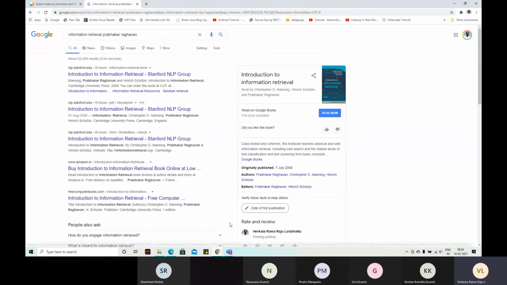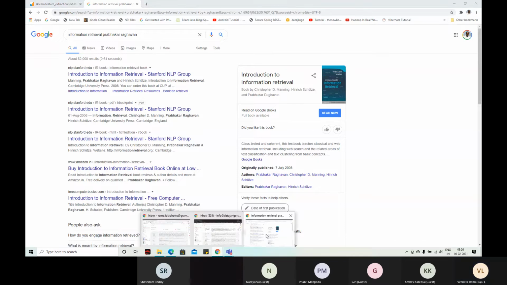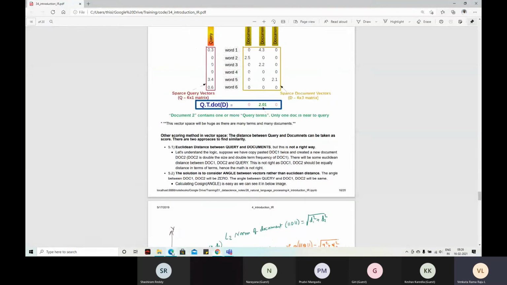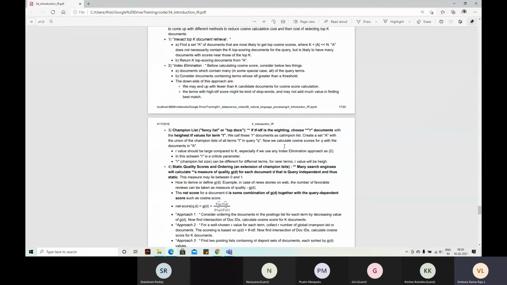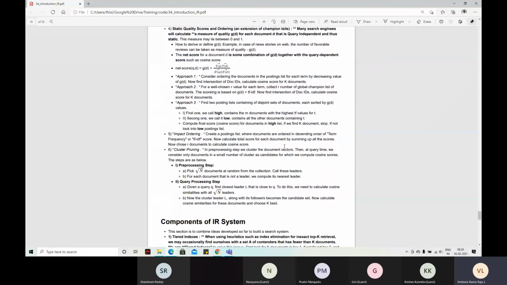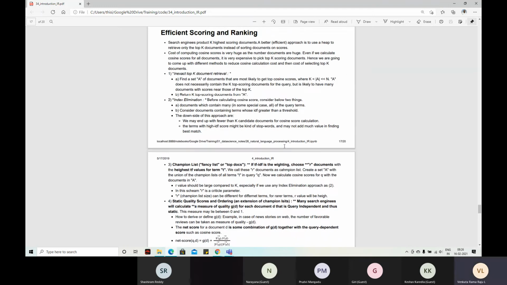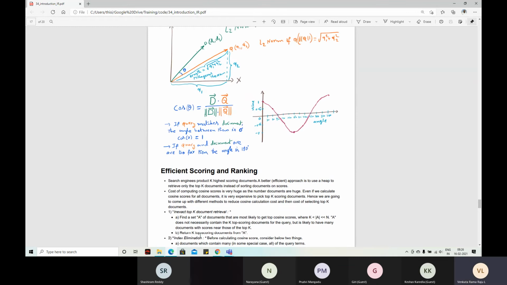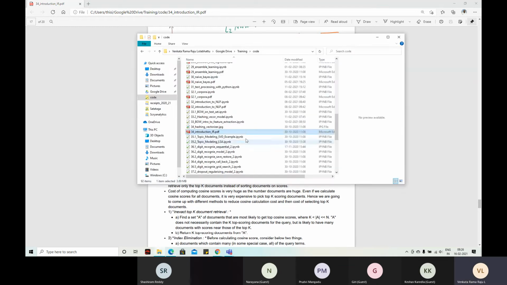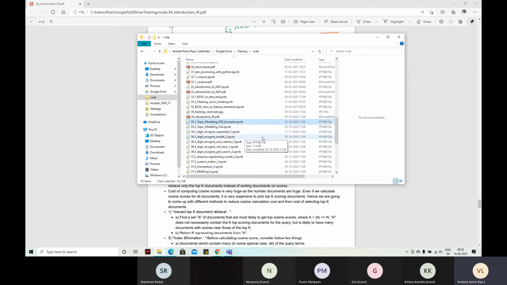Okay, so that's about information retrieval. If you have any questions, I can answer. Okay, so I think you're good. Can I move on to, maybe I'll take one example of topic modeling.